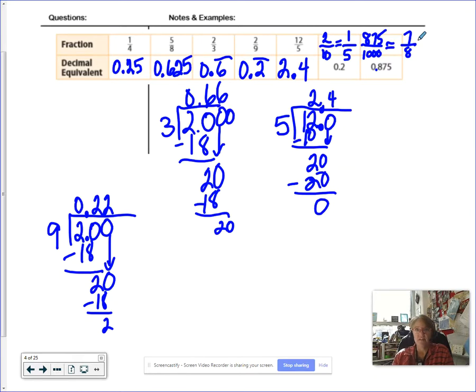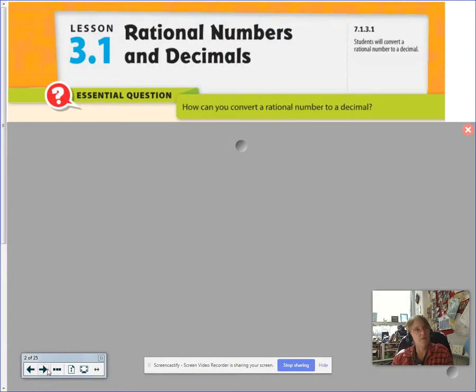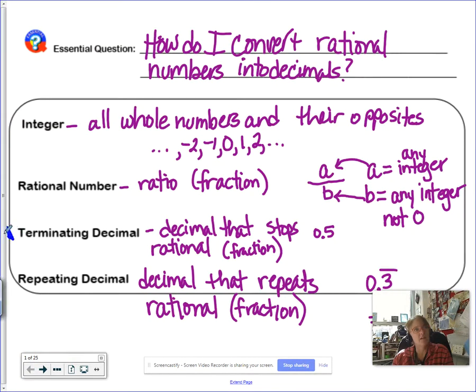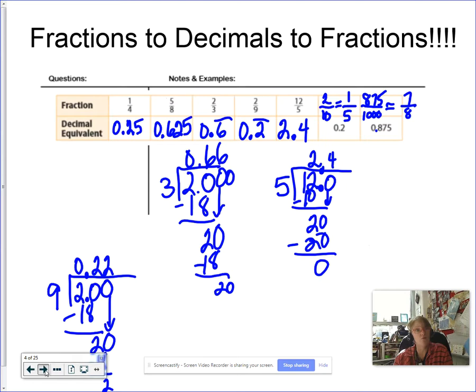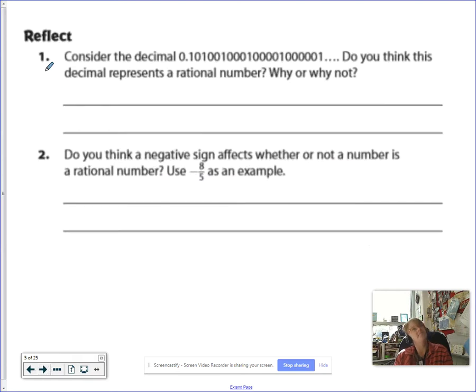Cool. So basically, when we looked on the front page and we started talking about decimals, whether it's terminating or repeating, it does come from some kind of fraction. Sometimes it's easy to write that. Sometimes it's more challenging if it's a repeating one, but they do come from a fraction. Take a moment, pause the video, and read these two and jot down what you think. When you're ready, turn it back on.